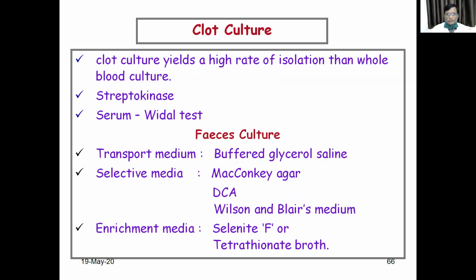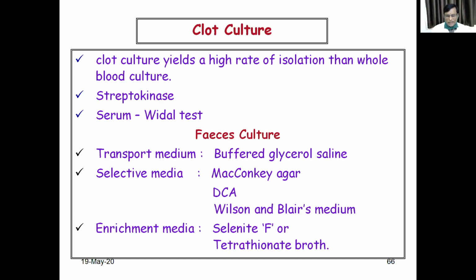You take the clot and introduce it into the blood culture medium bottle in the laboratory, and you use streptokinase to break the clot so that the organisms will come into the medium. The serum present in the bottle can be used for the Widal test. That is the importance of clot culture. We will discuss the Widal test later.